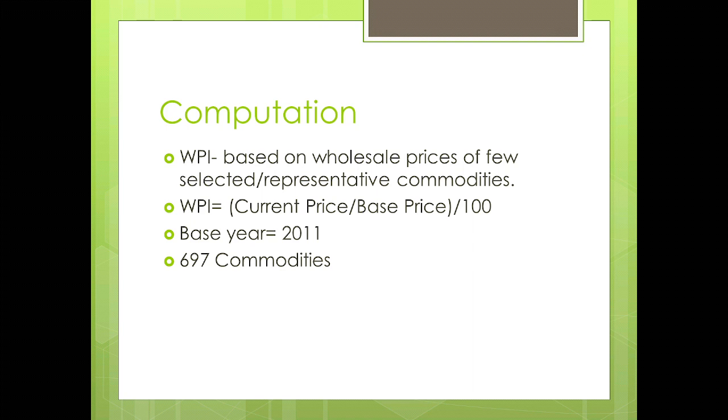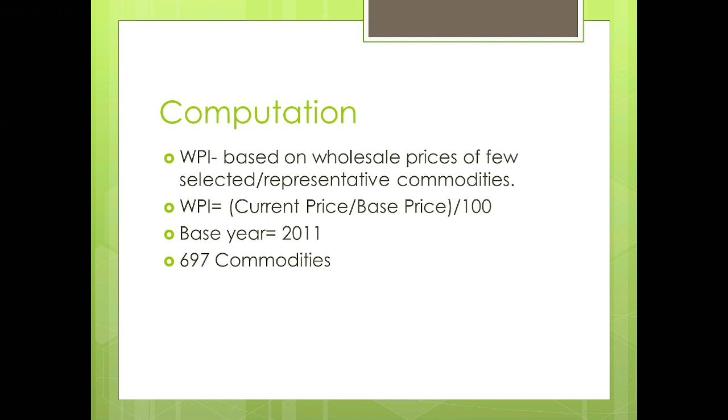Now, how is it computed? For WPI, we first have to understand what a base year is. Base year means a year which is taken as a base period against which the price changes will be compared. Suppose we are in 2024 and I take the base year as 2020. So I will consider the change in the price or average cost of the basket in 2024 in relation to 2020. So that base year is the year against which we compare.